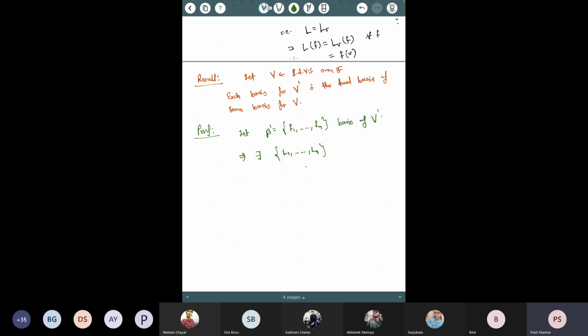This is a basis of V double dash, such that, let's say this is B double dash, such that B double dash is the dual of B dash. We can do this always, right? So being dual means it satisfies Li Fj is equal to delta ij for all i, j. This is fine. Up to this is okay. Now what would be the next step?